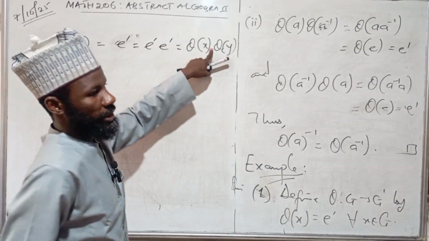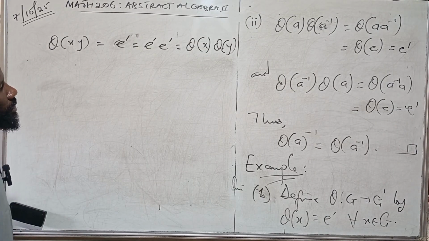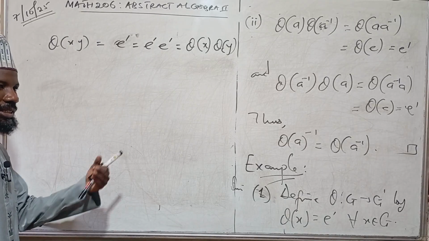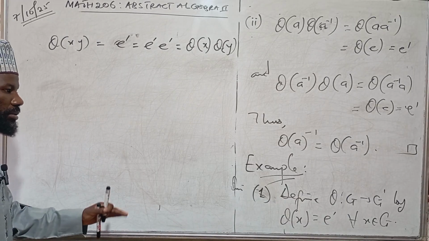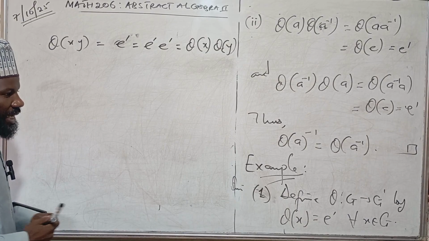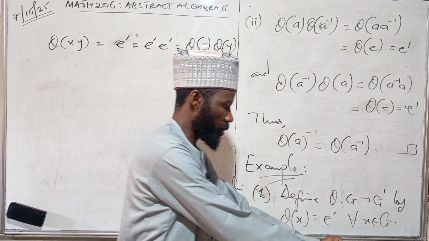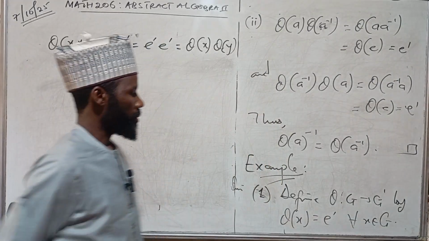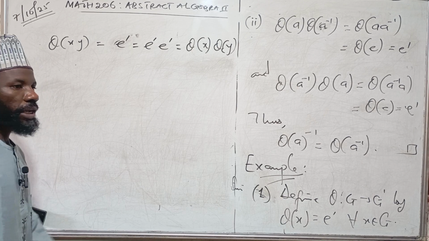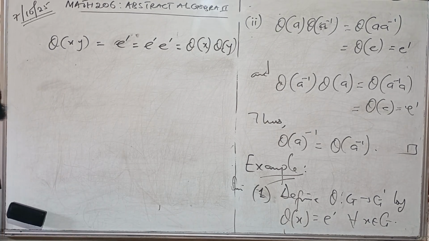Well, this product here is in G prime, while this product here is in G. So this is the trivial homomorphism. It is always available from every group to every other group. So I can always shrink a group into the identity, squeeze it inside every other group to become trivial, like identity.